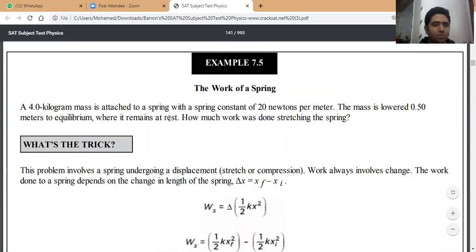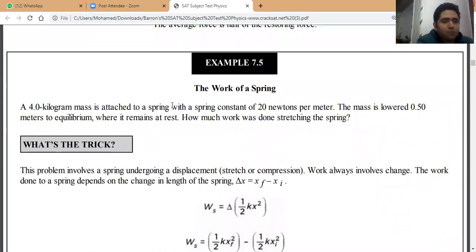Now we move on to the work of the spring. We have a problem that we're going to solve. A 4 kilogram mass is attached to a spring with a spring constant of 20 newtons per meter. The mass is lowered 0.50 meters to equilibrium, where it remains at rest. How much work was done stretching the spring?